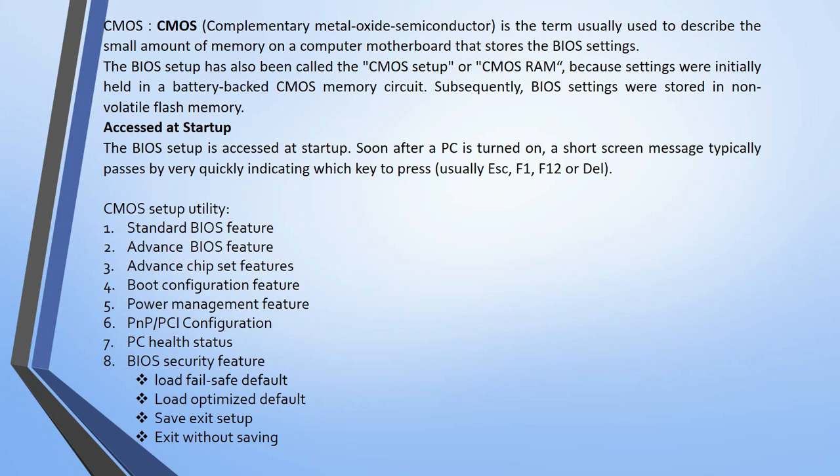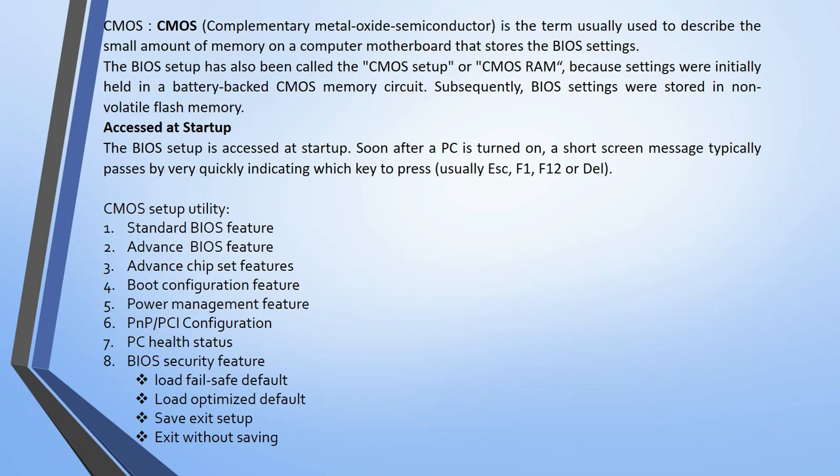It is the term usually used to describe the small amount of memory on a computer motherboard that stores the BIOS settings, that is, your basic input output system settings. The BIOS setup has also been called the CMOS setup or the CMOS RAM, because its settings were initially held in a battery-backed CMOS memory circuit. Subsequently, BIOS settings were stored in non-volatile flash memory.